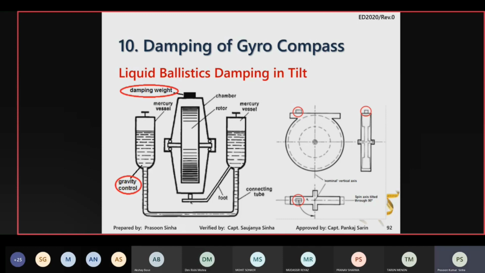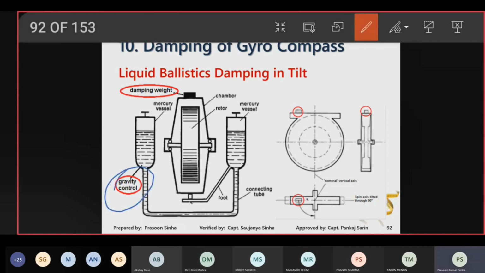So very clearly shown here, gravity control by means of the reservoirs and connection between them, liquid flow from one side to the other, gravity control ho gaya. Damping weight we are keeping on top of that, which is offset from the center line. We are looking at the rotor from the south end. अगर साउथ एक्सिस को पॉइंट करते हुए हम लोग खड़े हैं, तो दिस इज हाउ इट इज गोइंग टू बी अपीयरिंग हियर.